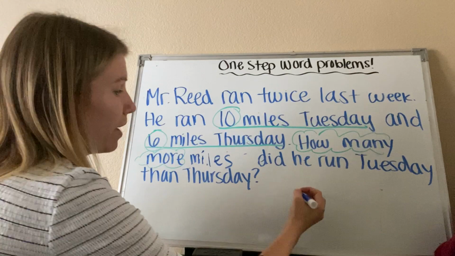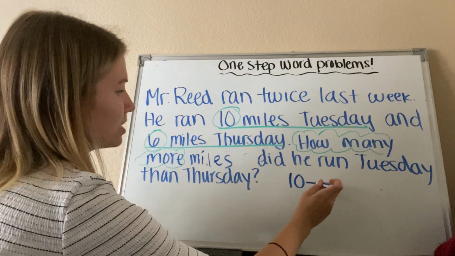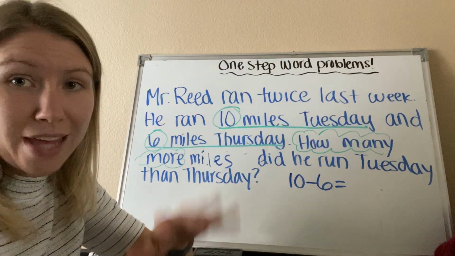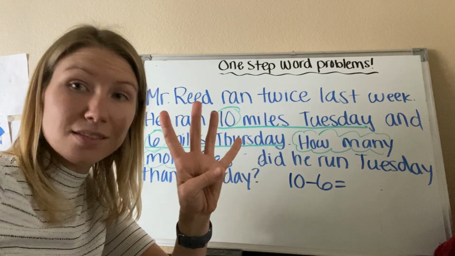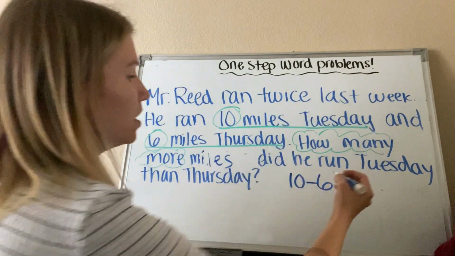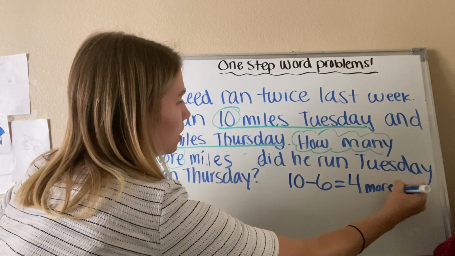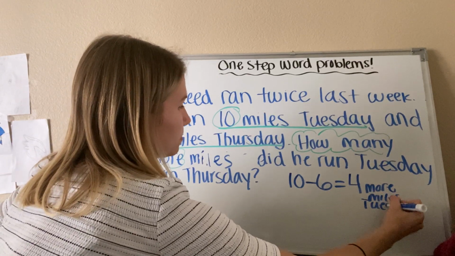Good. So if I'm subtracting or taking away, I know that my larger number is going to come on top. So my 10 miles is going to be here, and I'm going to subtract my 6 miles. So I'm going to do 10, taking away 6, 1, 2, 3, 4, 6. I have 4 left over. So this means that he ran 4 more miles Tuesday.